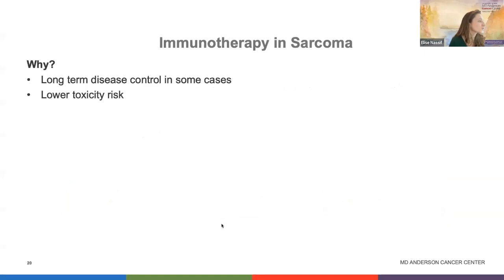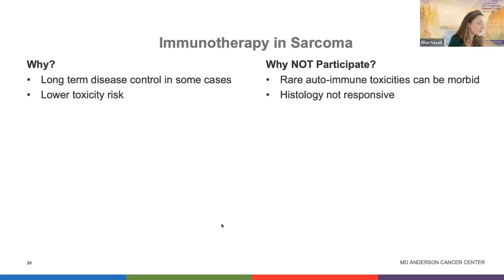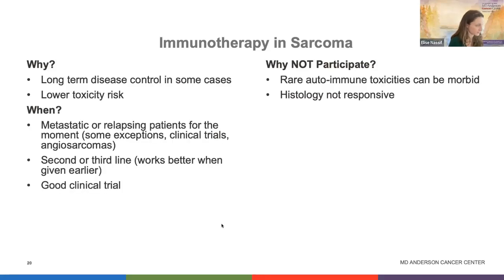So immunotherapy in sarcoma, why would you want to get it? Because of this long-term disease control in some cases, and it does have a lower toxicity rate than standard chemotherapies. However, there are some rare autoimmune toxicities that can be very morbid, although they are rarer than toxicities in the chemotherapy setting. And also, if you have histologies that are not responsive, then you don't want to get immunotherapy because you just get the risk of toxicity without any potential for benefit. So some histologies are known to not respond at all to immunotherapy.